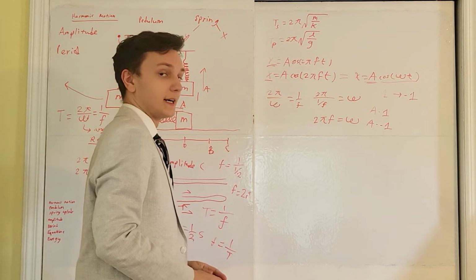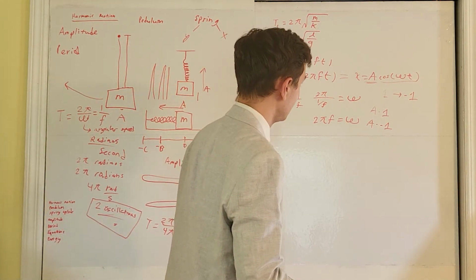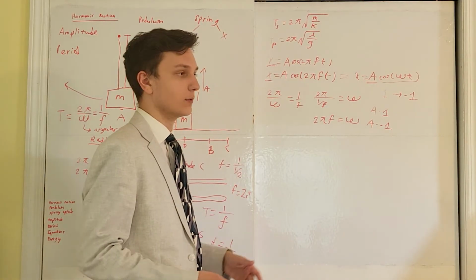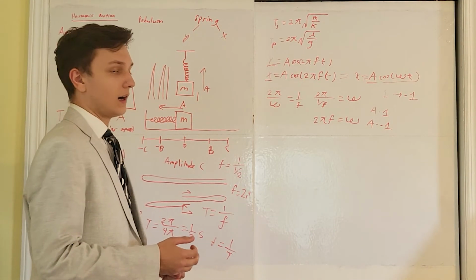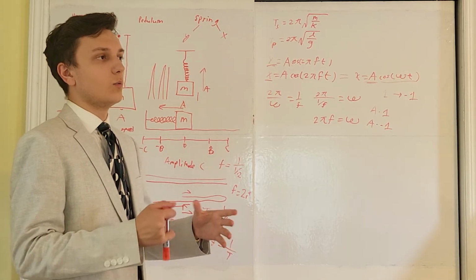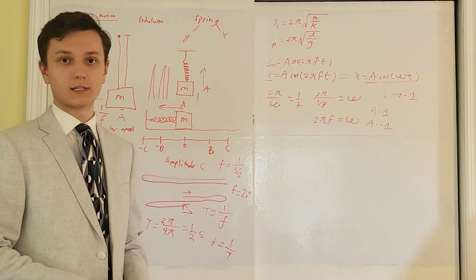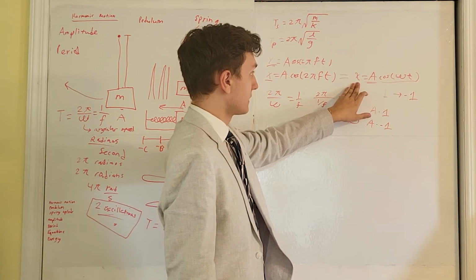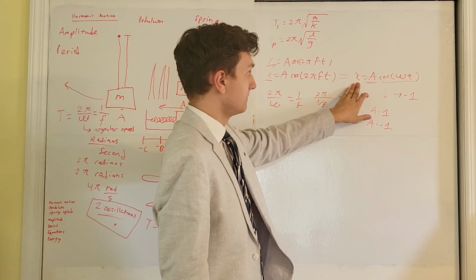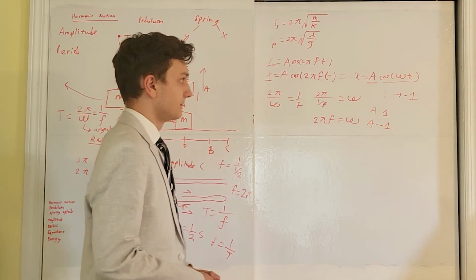Very likely what you might see on your AP exam is you'd be given some data, meaning a graph or a table, and you would be trying to determine the amplitude of such and such an oscillation. And you're given the position for different points in time, and you're given the angular speed.